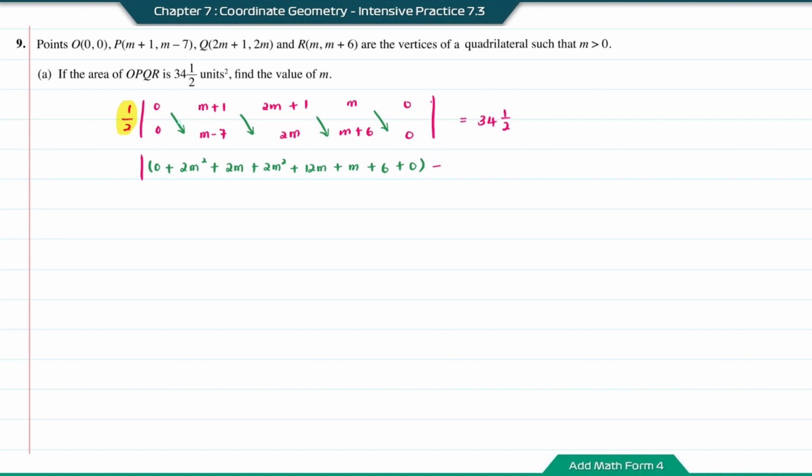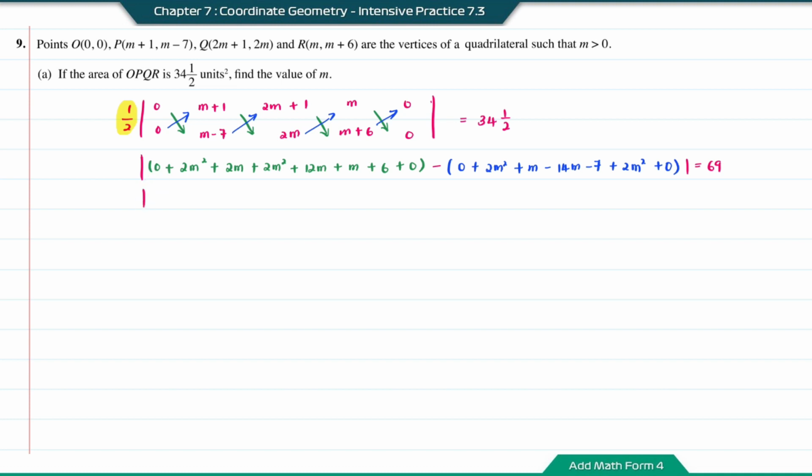Then we're going to minus the sum of all products in these directions. So 0 times m plus 1, this will be just 0. And expand, when m minus 7 times 2m plus 1, you're going to get plus 2m squared plus m minus 14m minus 7. And 2m times m, here we're going to get positive 2m squared. And m plus 6 times 0, this will be just 0. So this will be equal to 34.5 times 2, which is equal to 69.